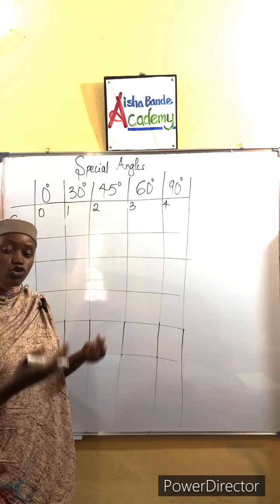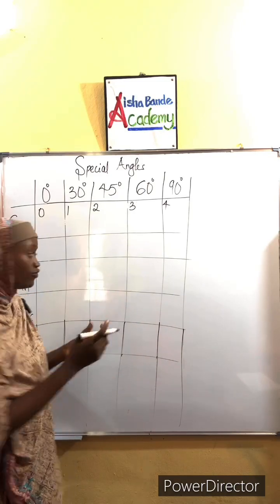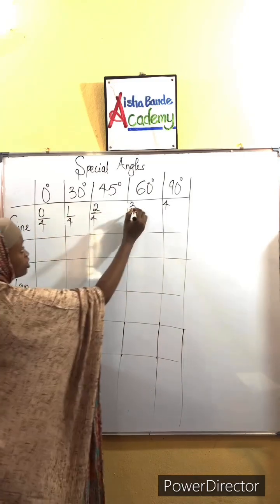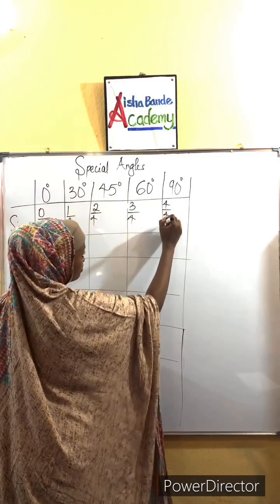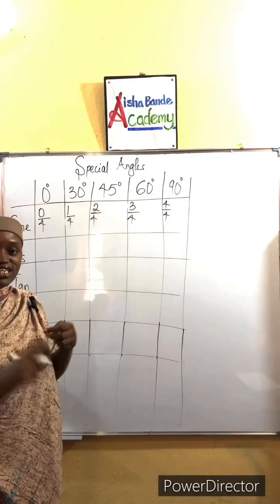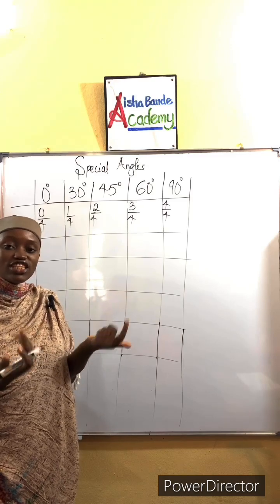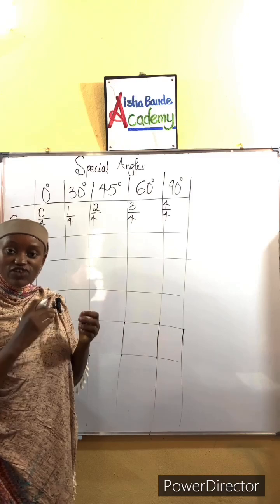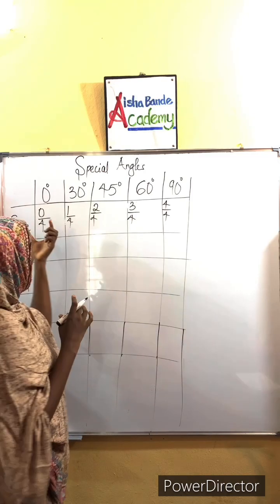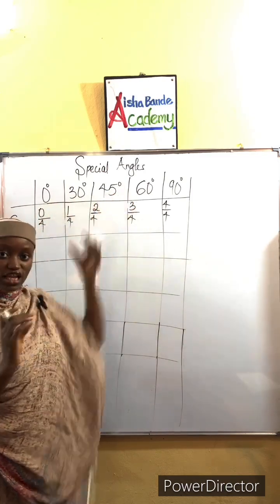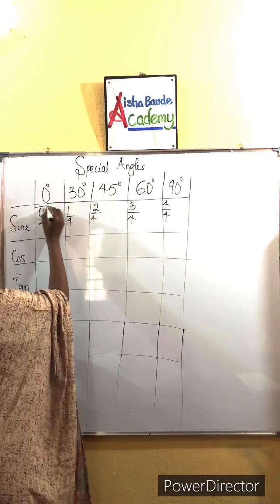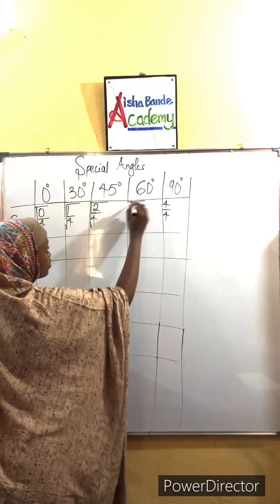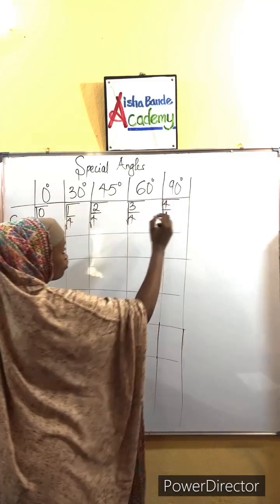Then the second step is for us to divide each of those numbers by 4. So this becomes divided by 4, divided by 4, divided by 4. Here 3 divided by 4 and 4 divided by 4. This is the second step. Then the third step is for us to take the square root of each of these values and get the final answer. And the final answer will be the value for each of these special angles. Okay? So now taking the square root of this, square root of 1 over 4, square root of 2 over 4, square root of 3 over 4, and square root of 4 over 4.